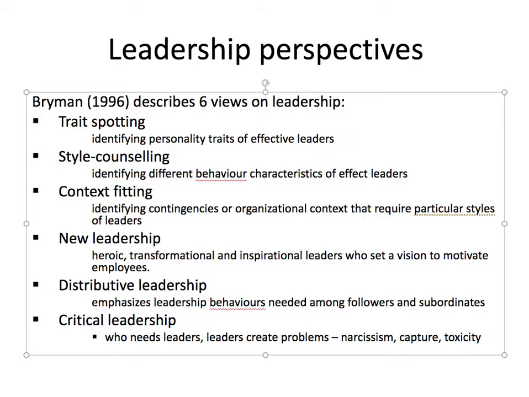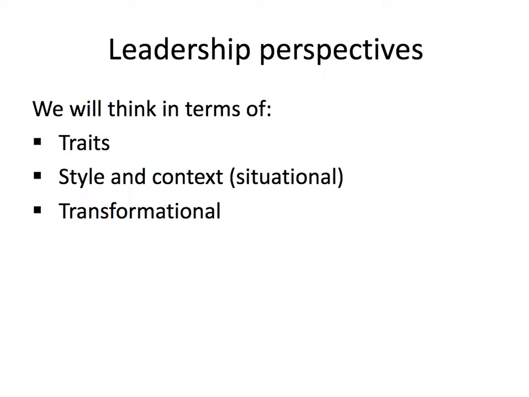We were talking though about the work of Alan Bryman and the 6 perspectives or views on leadership which he identified in the leadership literature. We're going to slightly translate Bryman's ideas and focus on research that looks at the traits that leaders have. We're going to think about situational leadership, which focuses on matching styles to contexts, and transformational leadership as an example of new leadership literature. And finally, we'll talk about critical views of leadership.